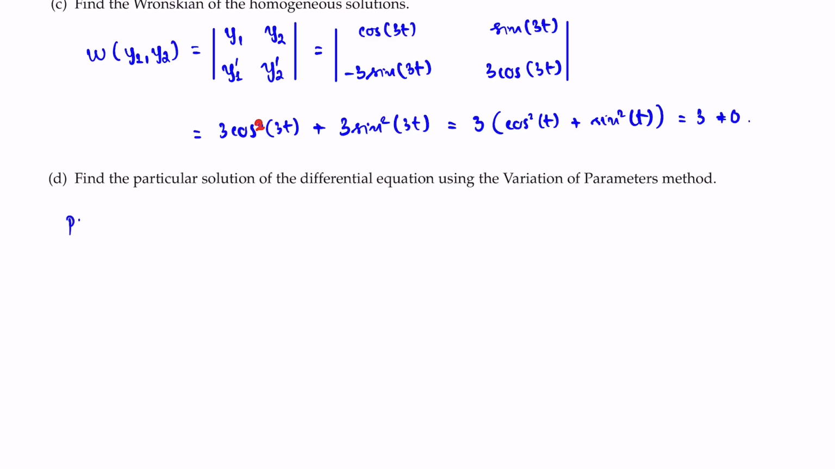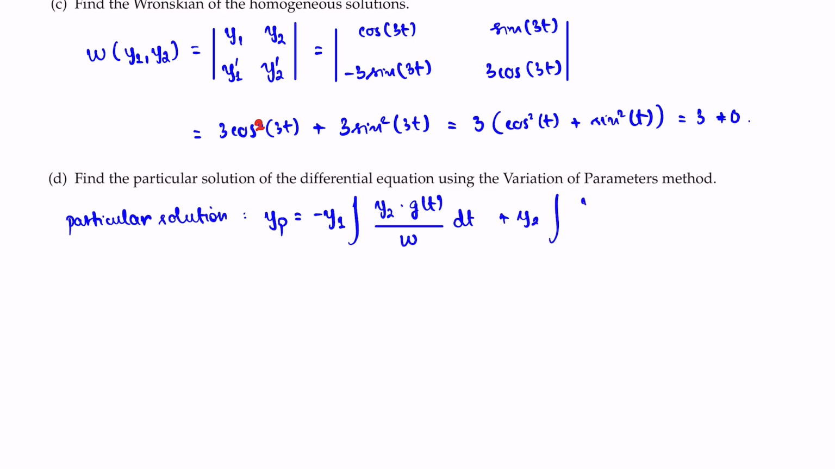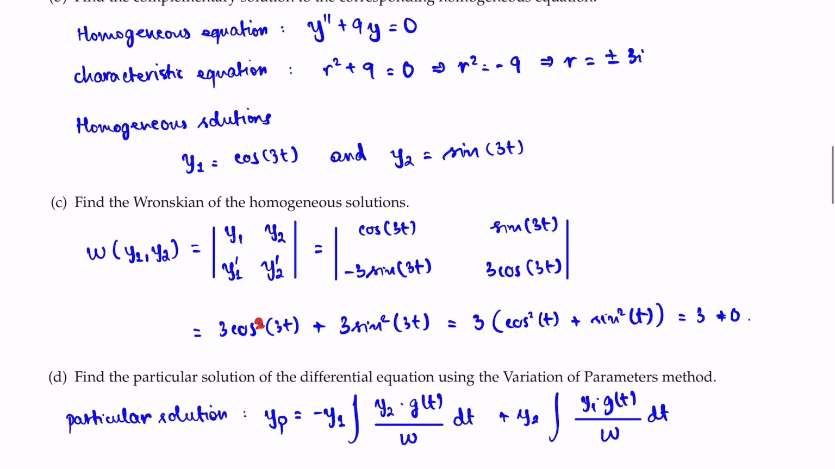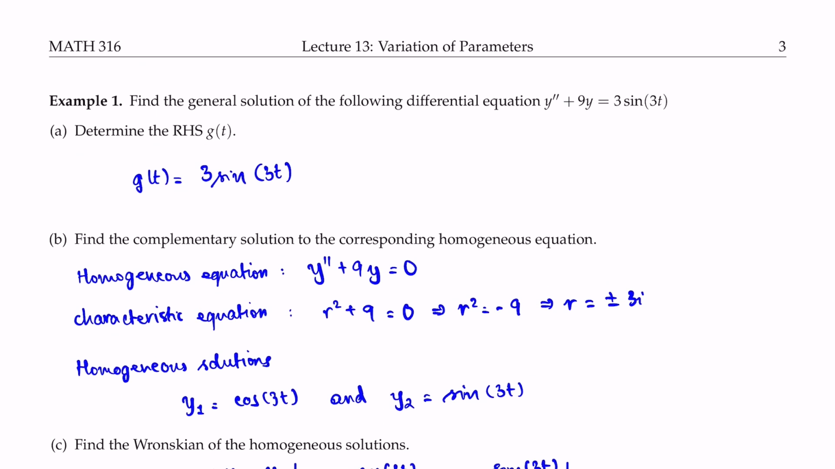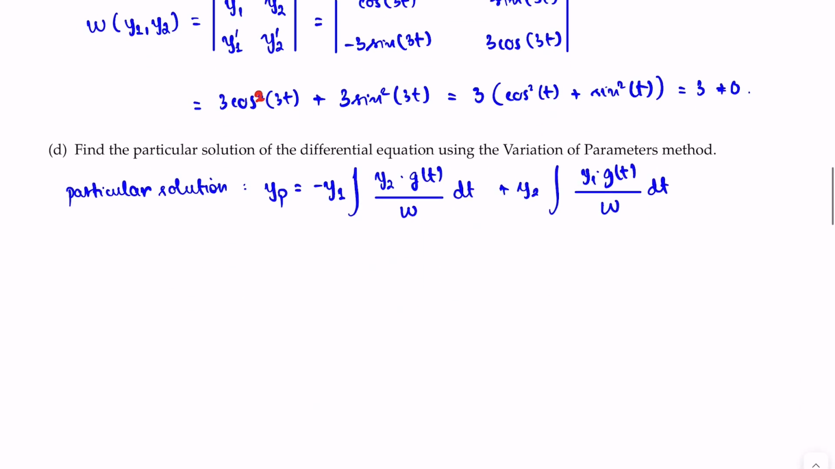the particular solution y sub p equal to negative y1 times the integral of y2 times g of t divided by the Wronskian, plus y2 times the integral of y1 times g of t divided by the Wronskian, dt. Here y1 is equal to cosine of 3t, y2 is equal to sine of 3t, the Wronskian is equal to 3, and g of t is equal to 3 times sine of 3t. So you're going to put everything together as follows.